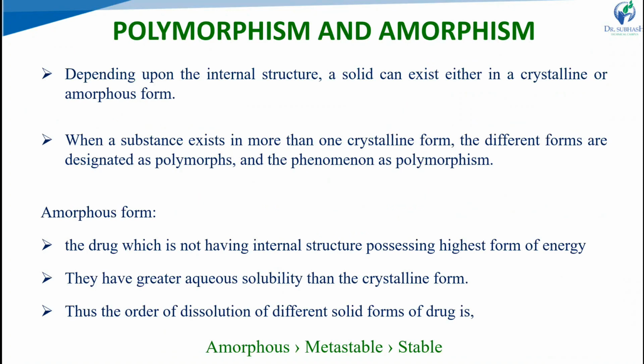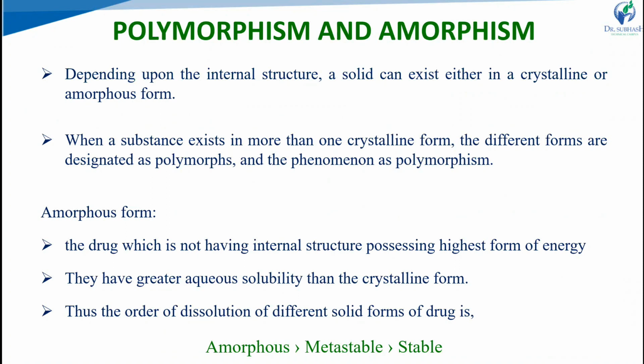Next one is polymorphism and amorphism. So the two parts are there. Amorphism means not having any internal structure, and in polymorphs, in crystal form, there are three-dimensional structures. So depending upon the internal structure, we can classify polymorphism and amorphism. A solid can exist either in crystalline or amorphous form. When a substance exists in more than one crystalline form, the different forms we call polymorphs, and this phenomenon is known as polymorphism.